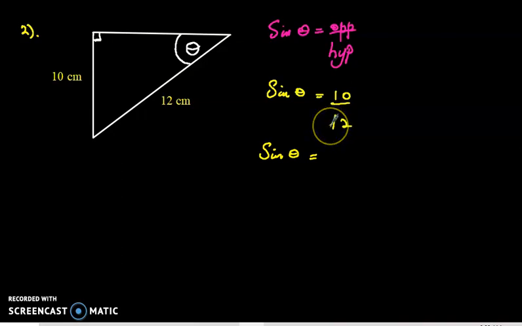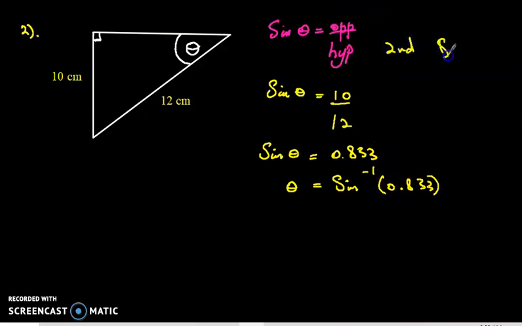So we have 10 divided by 12. That gives us 0.833. We're going to do it to 3 decimal places. So remember what I said, when we reach this part, we want to leave the angle by itself. So we have angle theta equals sine inverse of 0.833 right there.